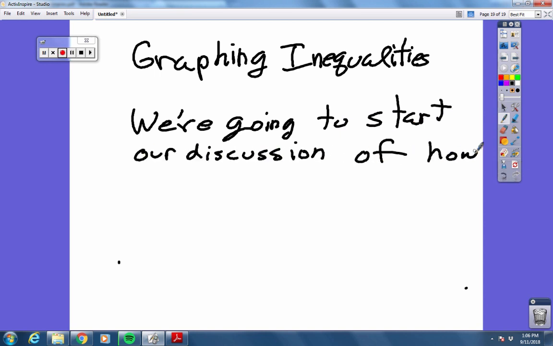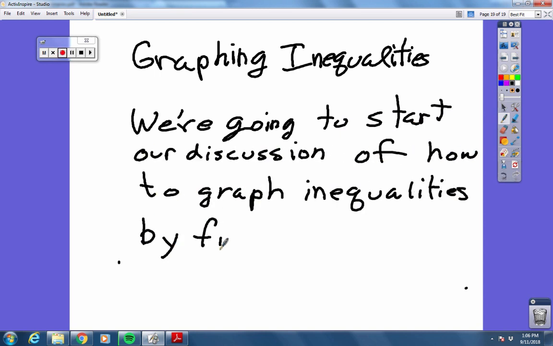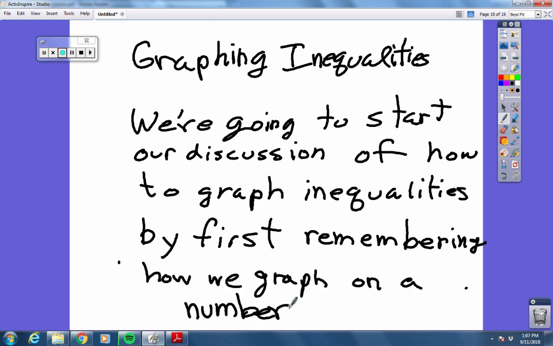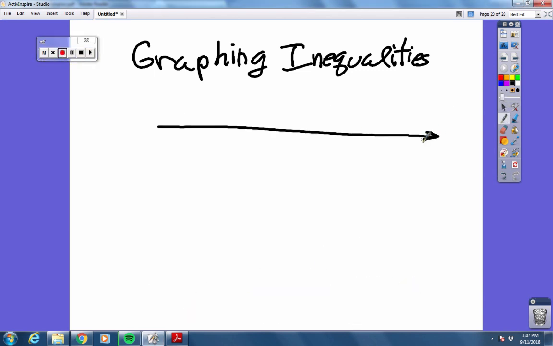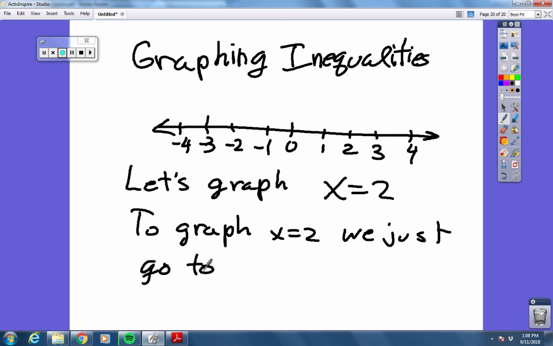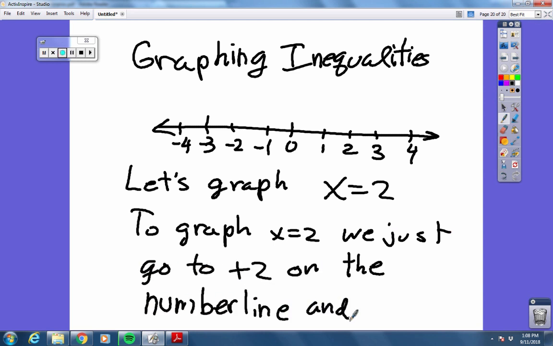We're going to start our discussion of how to graph inequalities by first remembering how we graph on a number line. Let's start by graphing x equals 2. It's not an inequality, but we'll get started with that. To graph x equals 2, we just go to positive 2 on the number line and put a dot on it.